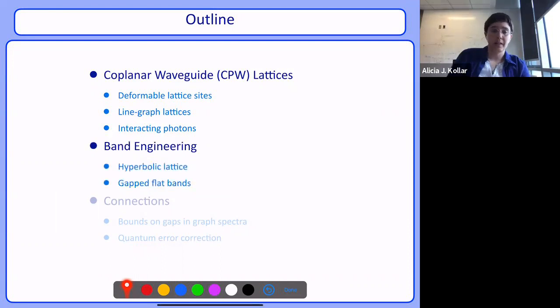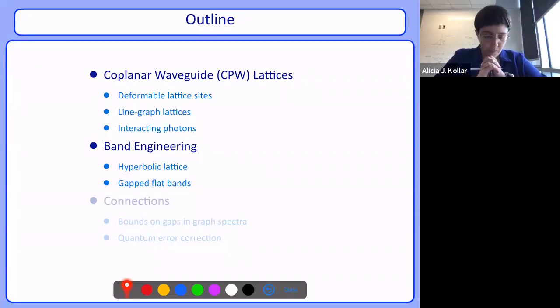And so in the next part of my talk, as I said, what I want to show you is how we use the fact that we have this graph-like flexibility, and in particular line graphs, to realize physical systems that we wouldn't otherwise be able to get to. In the first example, I will show how we use the deformability of these lattice sites to realize curvature. And in the second, I will show how we use the line graph nature of it to make something that I call a flat band.